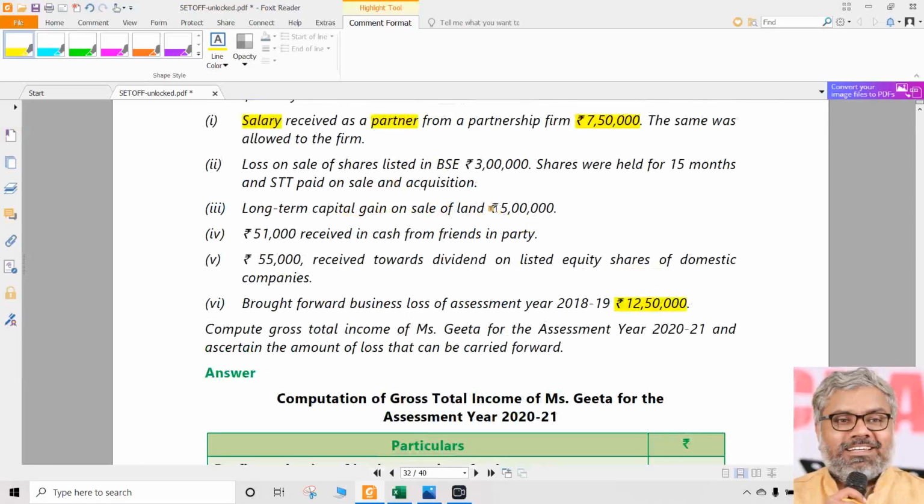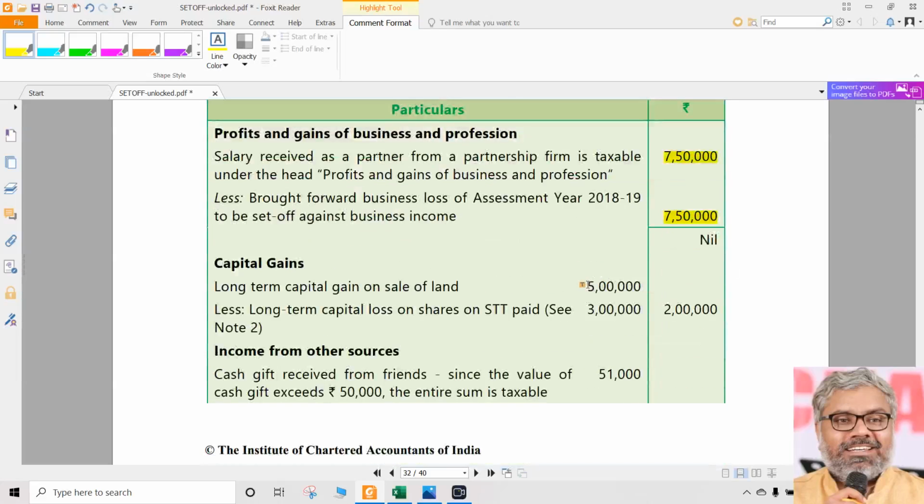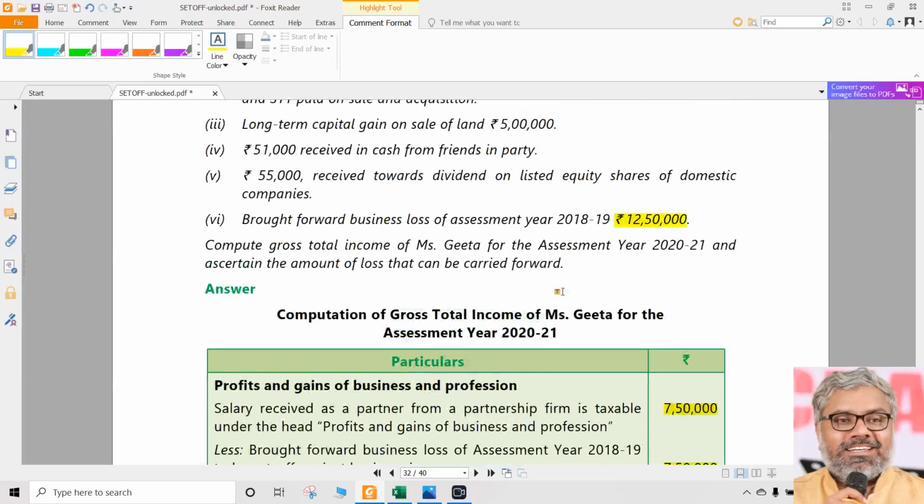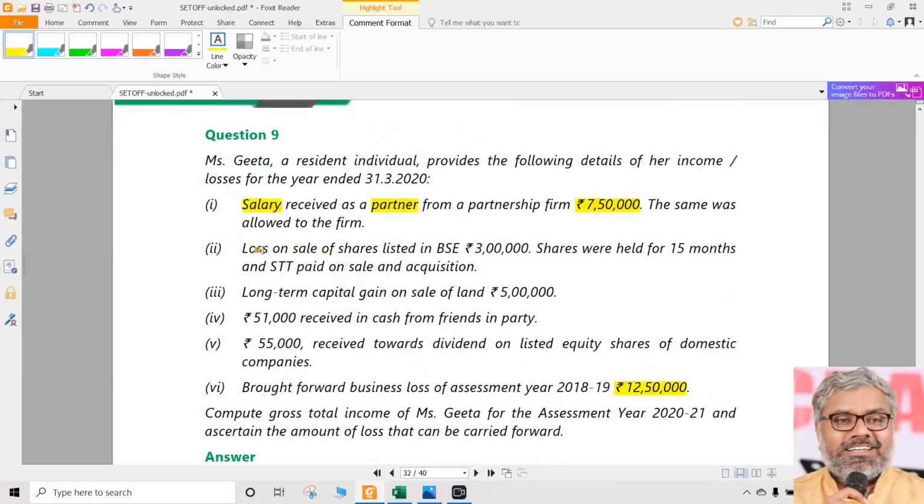Next we have other things like what? Gain, long-term capital gain of 5 lakhs. When you have a gain of 5 lakhs and there is a short-term capital loss or long-term capital loss, it's not mentioned, we have to find out. Loss on sale of shares. Shares were held for 15 months.